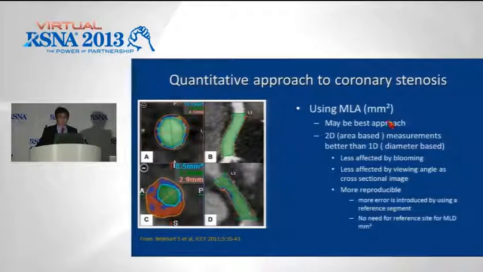So it's been suggested that actually MLA, millimeters squared, may be the best approach because this is a 2D area-based measurement, better than 1D, less affected by blooming, less affected by viewing angle because you have to get a cross-sectional image. It's more reproducible because there's no reference site needed for MLD assessment.